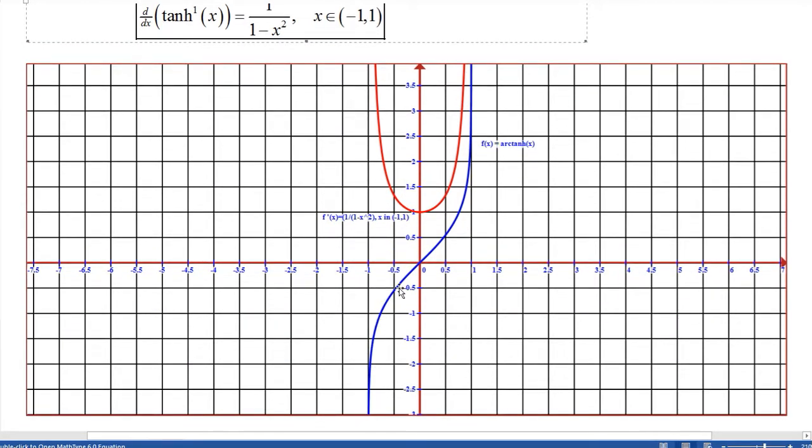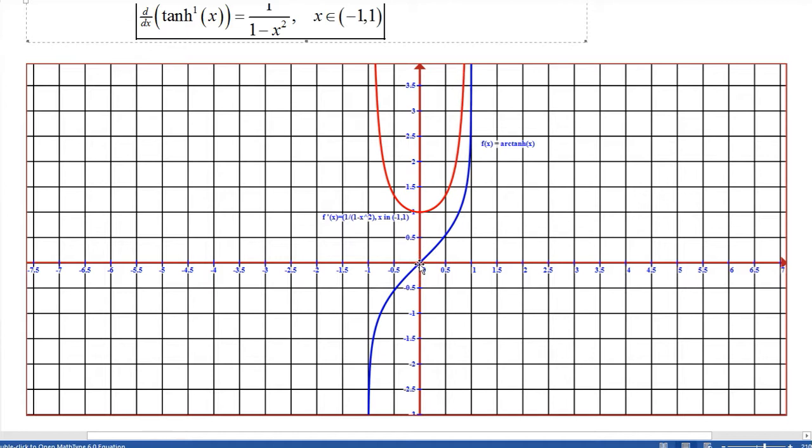So here's the arc hyperbolic tangent, or the inverse hyperbolic tangent function here. Notice it's always increasing everywhere it's defined. And so the derivative of it should always be positive, which it is. This function is concave down in the third quadrant for negative x's, and so the derivative is decreasing for negative x's. For positive x's, the original function is concave up, so the derivative is increasing there.